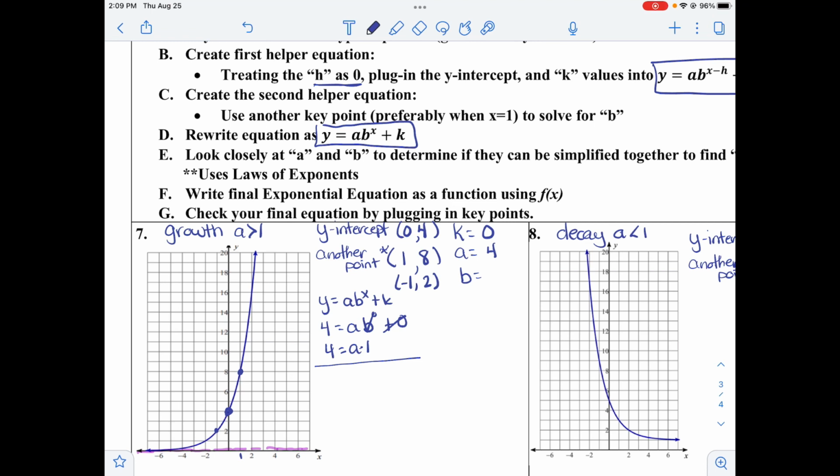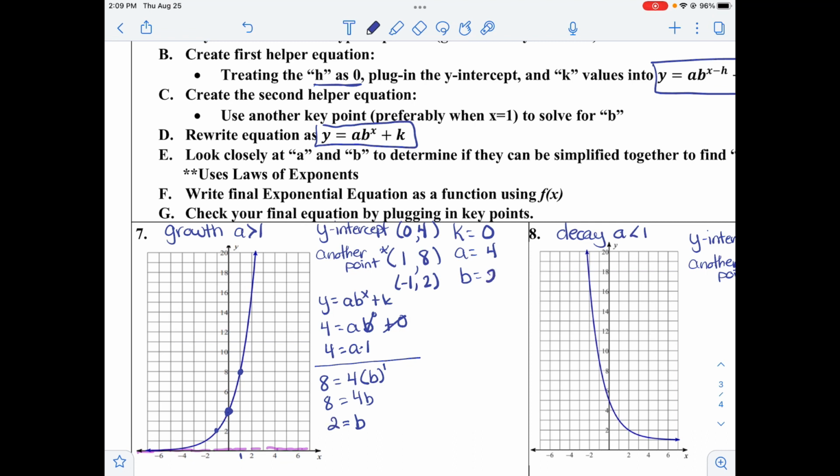So we're going to then plug in when y is 8. A we now know is 4. B is what we're trying to find, raised to the first power. And we don't have a k, so there's no reason to put a plus 0 out there. So we're going to simplify. Well, b to the 1 power is just b, so we end up with 4b is equal to 8, and we divide by 4, we get b is equal to 2.